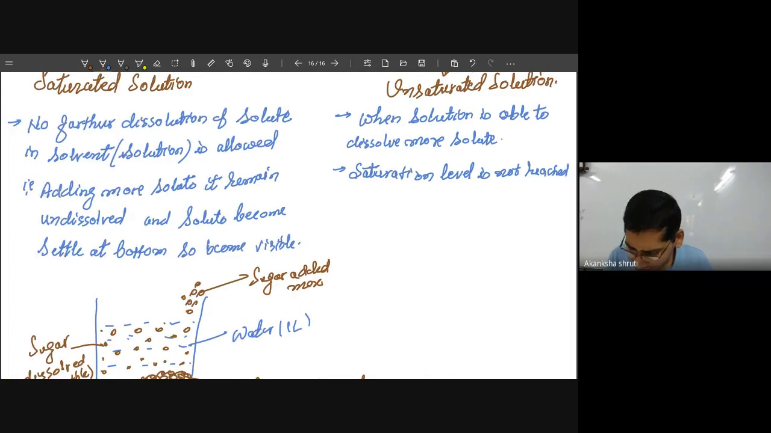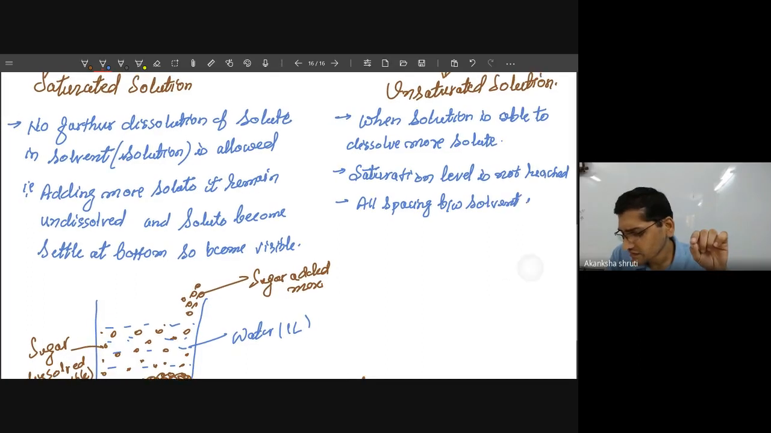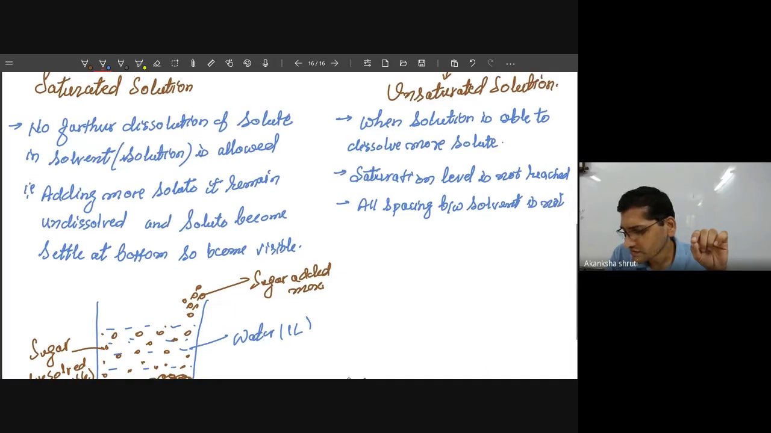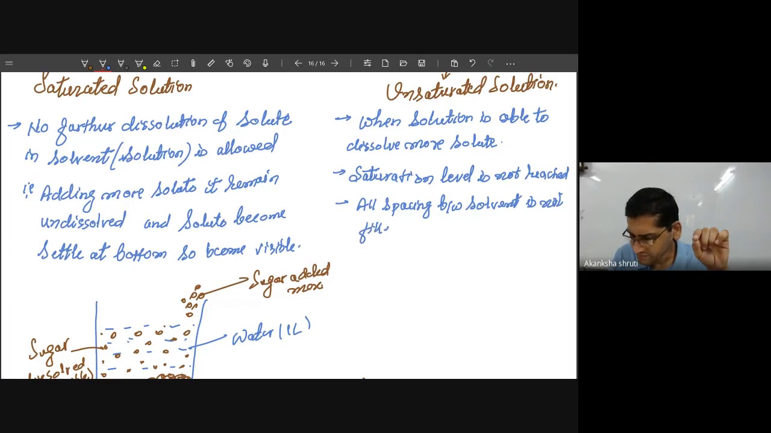So in this case, all the spacing between solvent is not filled by solute. Therefore, even if we put more solute, it is able to dissolve in it.